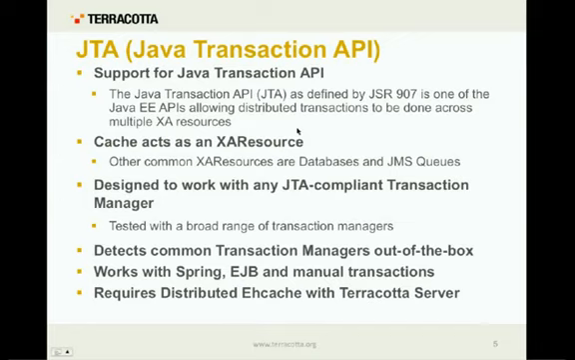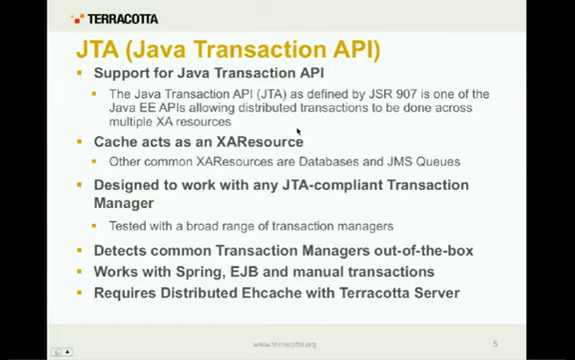So what exactly have we implemented in Ehcache 2.0 to support JTA? Basically, we have implemented Ehcache as an XA resource. This is a feature that you can turn on. So not every cache needs to be JTA enabled or an XA resource, but if you choose to make it that, then that capability is embedded in the cache. It's designed to work with any JTA compliant XA transaction manager, and we've tested with a broad range of transaction managers.